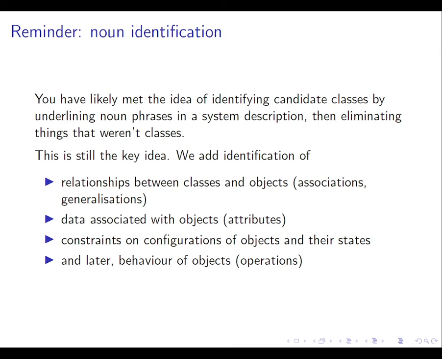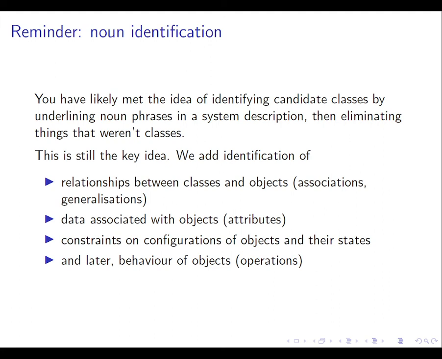So you've likely met in the past, either in Inf 2 or in a lab in this course or elsewhere, the idea that when you're doing basic object-oriented design, you identify candidate classes. Well, you might take a written description of a system and simply go through it and underline the nouns and the noun phrases in that description, and then consider them one at a time as candidates for things that might be classes. And they're going to be classes unless there's some reason why they're not classes.